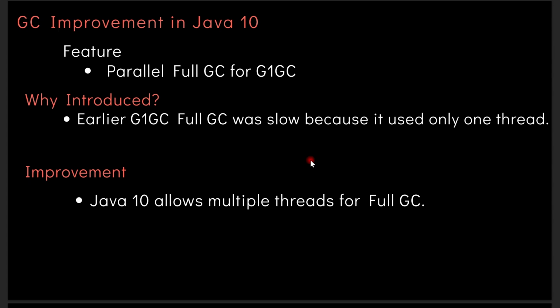This is the last feature we are going to discuss, that is GC improvements in Java 10. From Java 10, parallel GC is supported for G1 GC. Why did they introduce it? Because earlier G1 GC's full GC was slow, because it used only one thread. Multiple threads could not perform GC operations. Because of that, the application pause would increase. So what did they improve in Java 10? Java 10 allows multiple threads for full garbage collection, so the time for application pause will reduce.